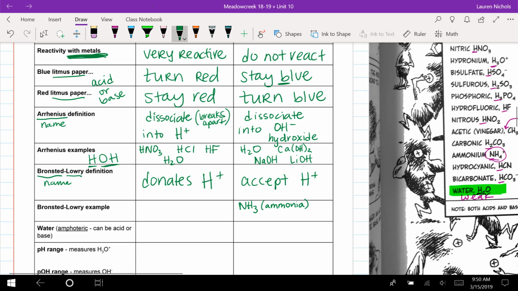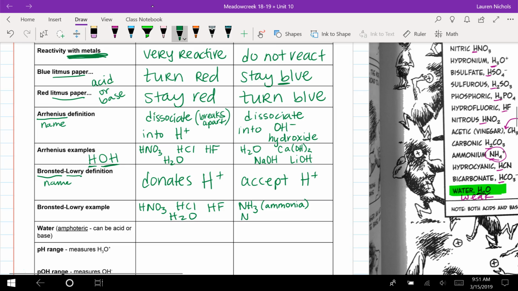Now, some examples of Bronsted-Lowry acids are HNO3, HCl, HF, H2O. There's no difference between Arrhenius acids and Bronsted-Lowry acids. They are the same. However, the bases is where it is different. In a Bronsted-Lowry definition, ammonia is considered a base because it can accept an additional hydrogen.